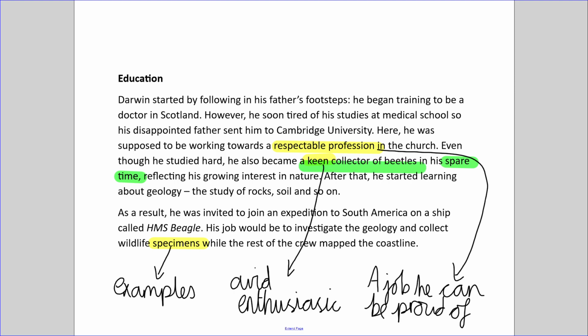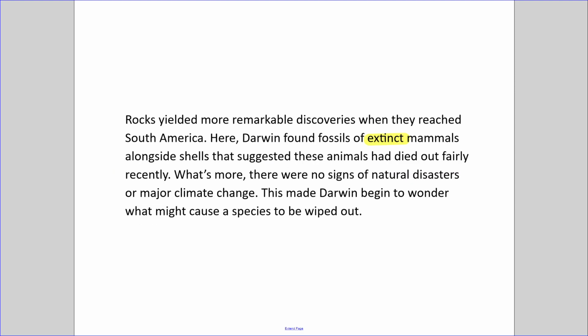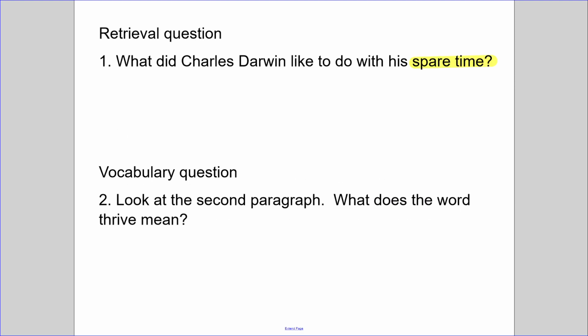So, let's change that into a sentence that answers the question. Because a keen collector of beetles does not actually answer that question. So, I'm going to need to use my own words to explain it a little bit. What did he like to do with his spare time? He collected beetles.